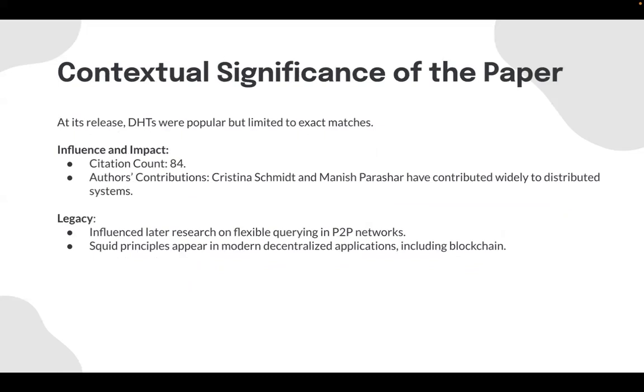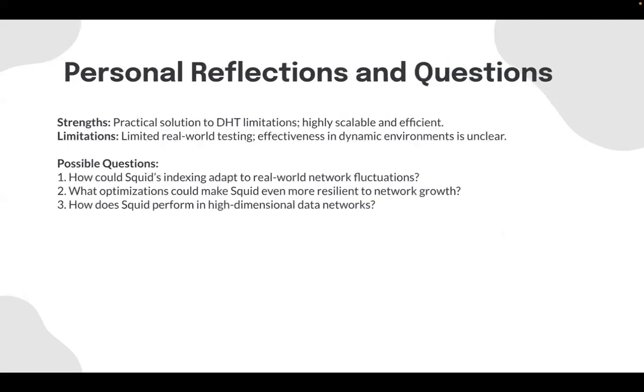Speaking of the contextual significance of the paper, when Squid was introduced in 2008, DHTs were widely used for peer-to-peer applications, but they were limited to exact match lookups, and Squid actually resolved this problem. It contributed directly to this constraint. It allowed DHTs to support complex searches, and of course, this made the paper very popular, and it has lots of citations too. The authors Cristina Schmidt and Manish Parashar are recognized for their work in distributed computing, and Squid has influenced both academic and practical developments, and its principles are still visible in modern decentralized systems like blockchain and other systems where flexible data discovery remains very essential.